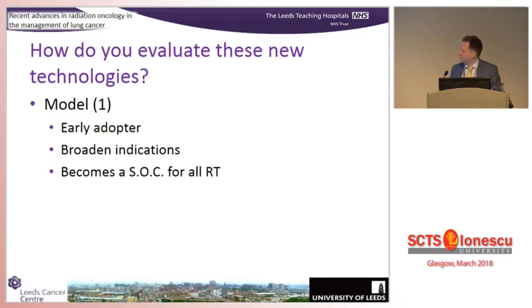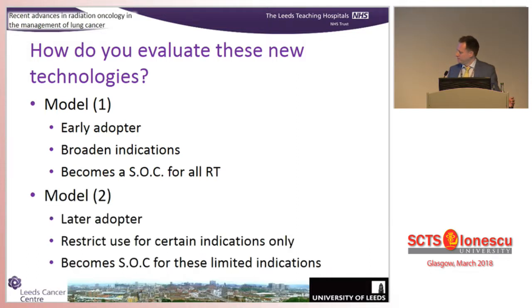This leads us to a problem. How do we evaluate these new technologies? So you can either adopt the model where you're an early adopter, you prove that this technology is deliverable, you don't compare it against a standard of care, but you broaden indications, and eventually it becomes a standard of care for all patients. The traditional UK model is you're a late adopter. You restrict it for certain indications only, such as paediatric patients, and then it becomes a standard of care for these indications, and then you try and broaden it later. There are lots of pros and cons of both models, but I think in America, where protons were adopted very early, some of those centres are now closing because there isn't the business case in the model to run them.